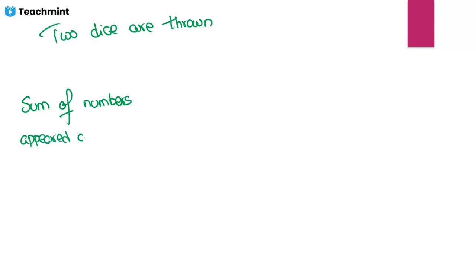See, when two dice are thrown, total outcomes is 36, but here it is the sum of numbers appeared on the two dice, the sum of numbers appeared on top. Minimum sum is 2, maximum sum is 12. Sum of the two dice, it's not product. I'm telling you this is sum. Minimum 2, maximum 12. Now what is the chance you will get sum 2?